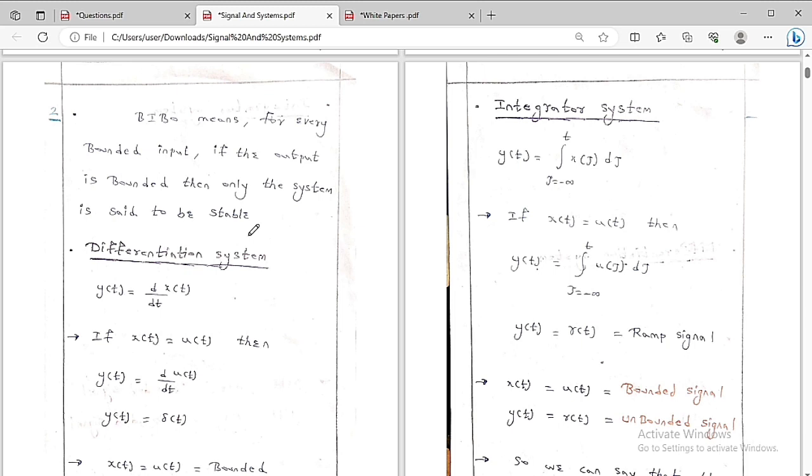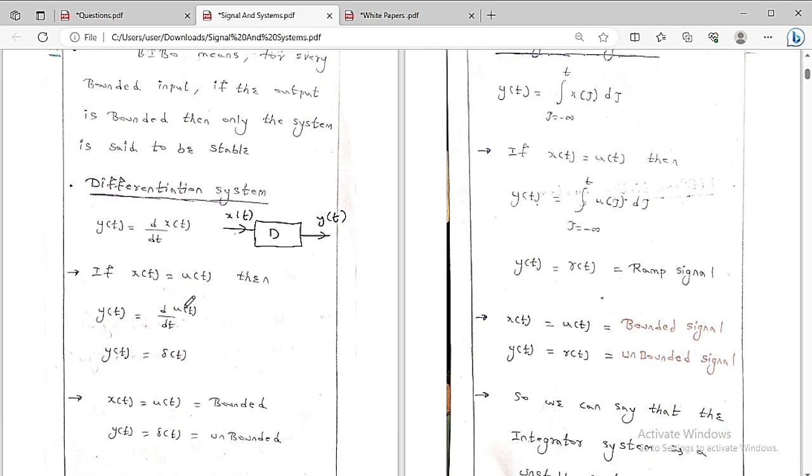With this concept, we will see whether the differentiator system is stable or not. This is a differentiator. The output is the differentiation of the input. The input is x of t and the output is y of t, so y of t is equal to d by dt of x of t.